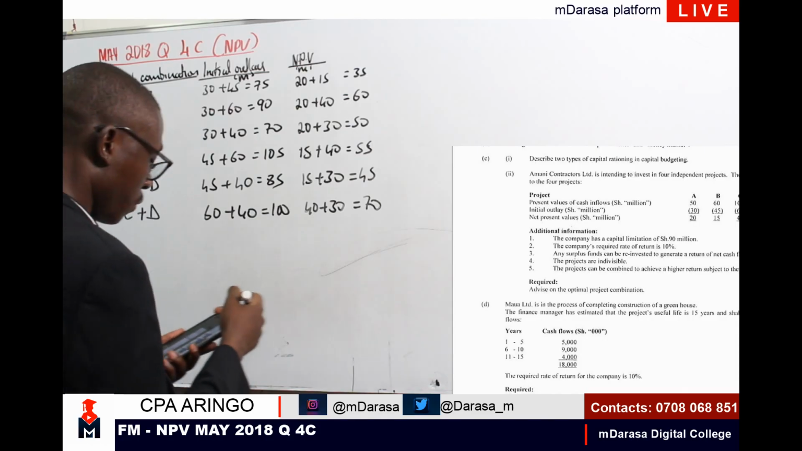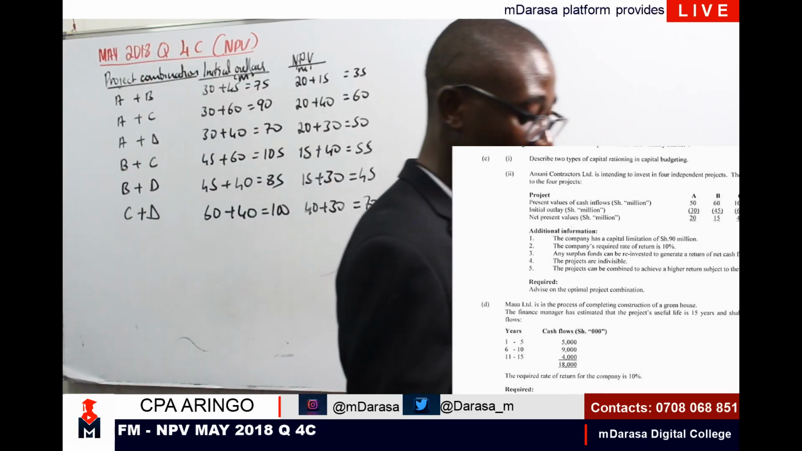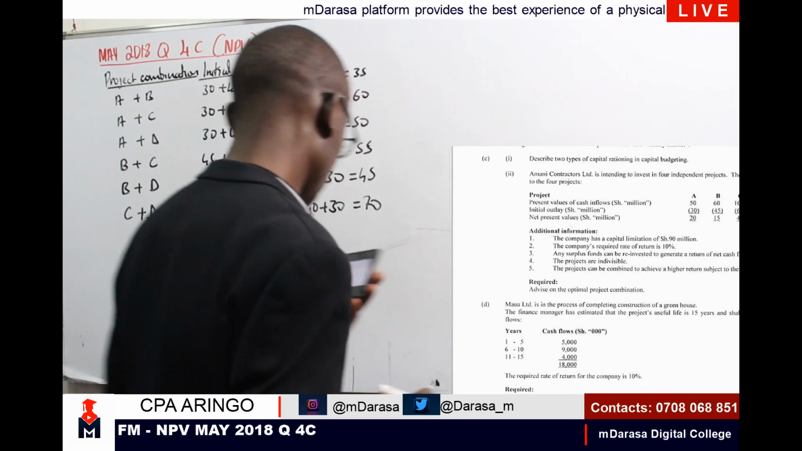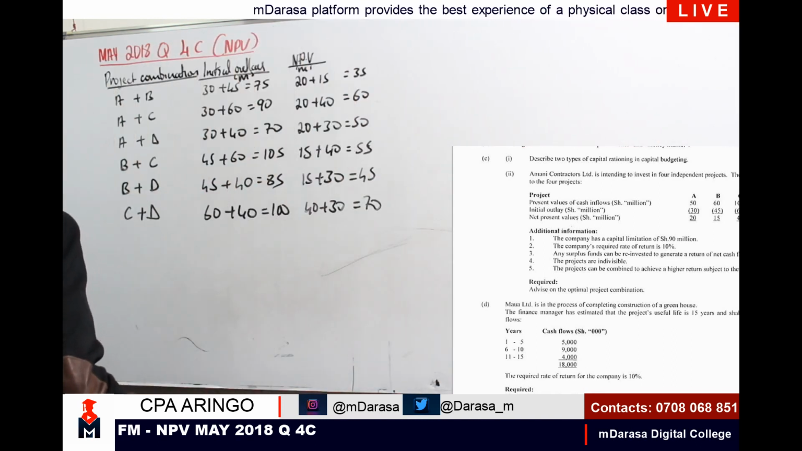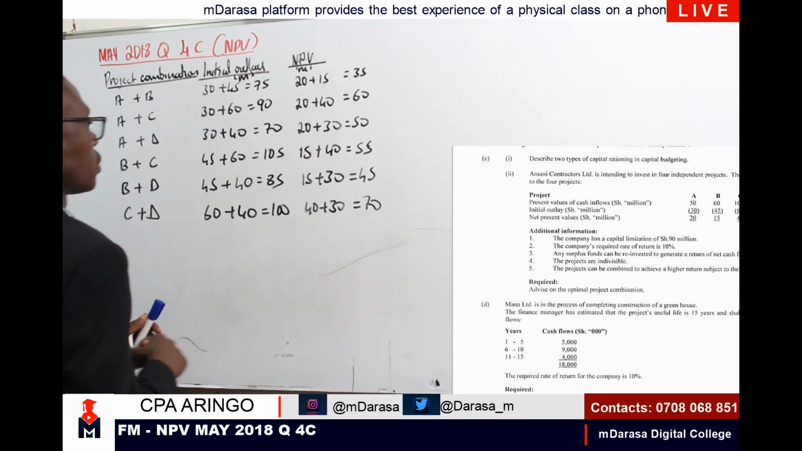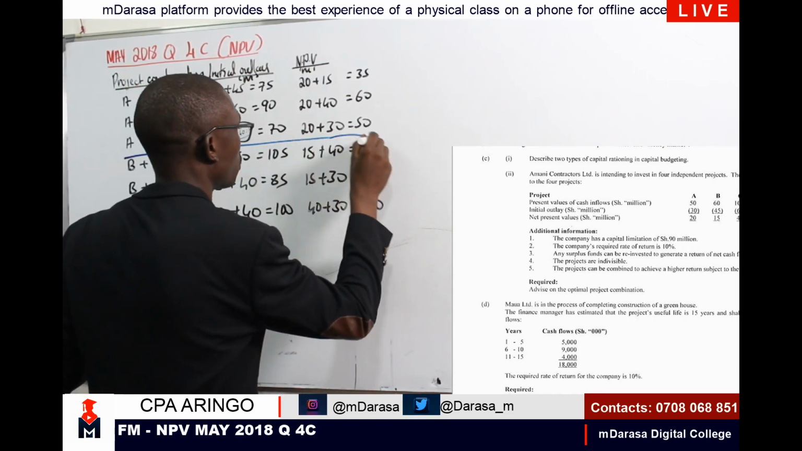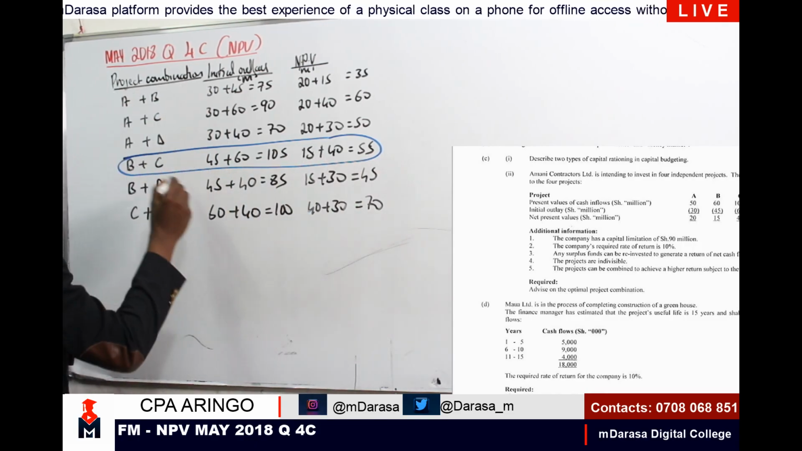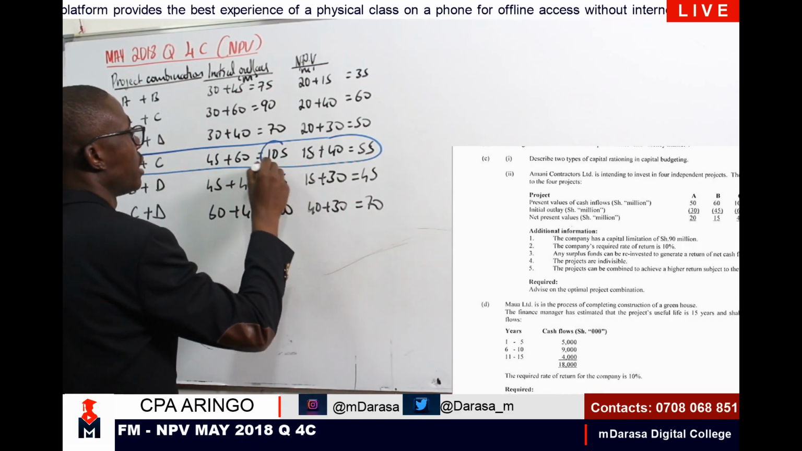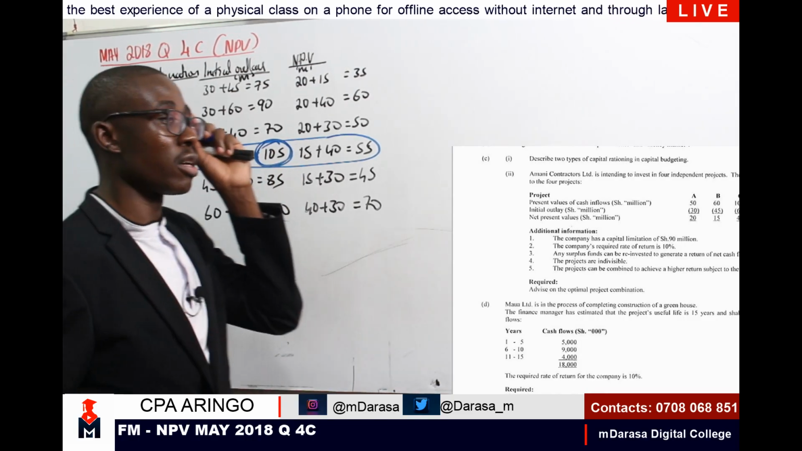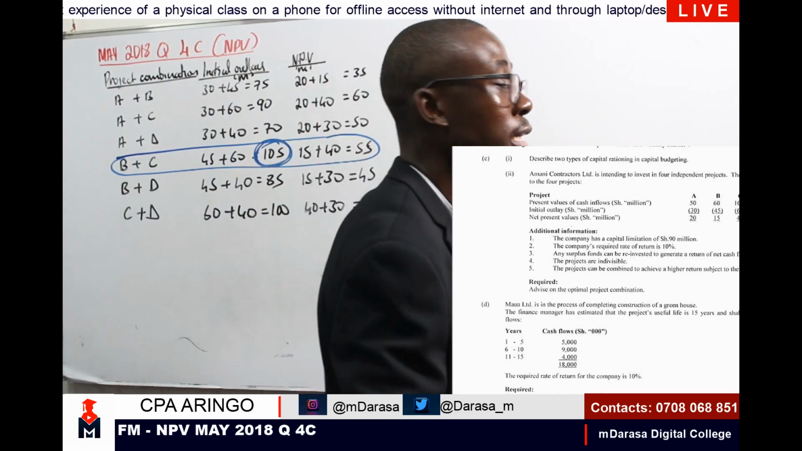You are given a figure of 90, right? Capital limitation. I was given a figure of 90. So that is to say that I can't invest. I want to rule them out. I can't invest in this combination with the whole thing, simply because look at my initial outlay. Initial outlay is 105. And what did we have as our limitation? We were given 90, right?